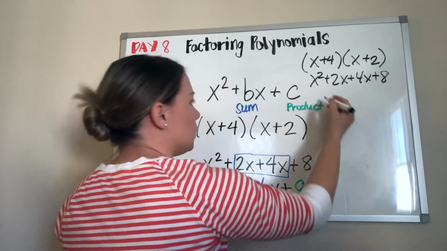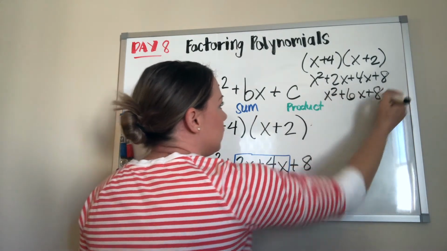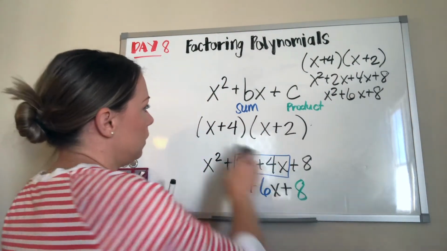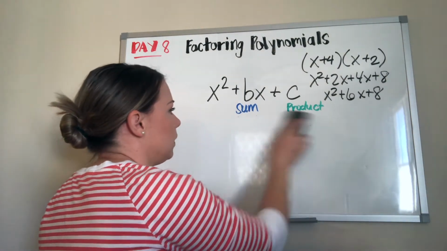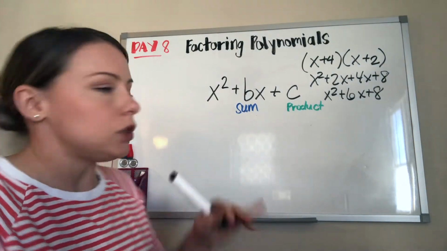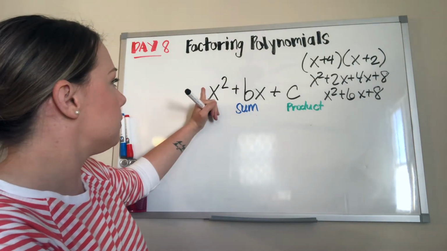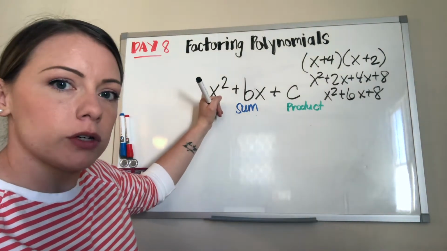Kind of like a placeholder. That way I don't forget what we were working with. All right, now this chart is only going to work for when I don't have an a here, meaning I don't have a coefficient in front of x squared.